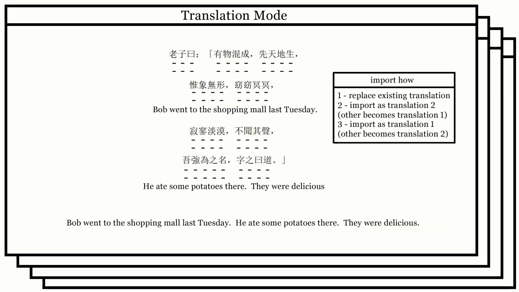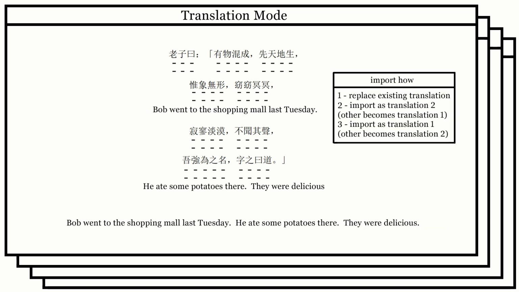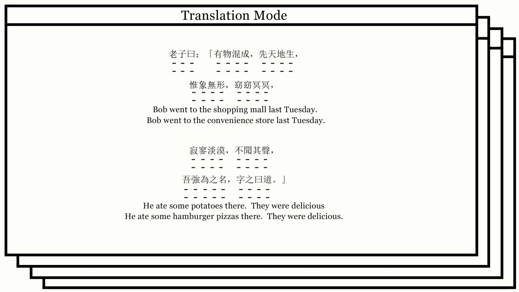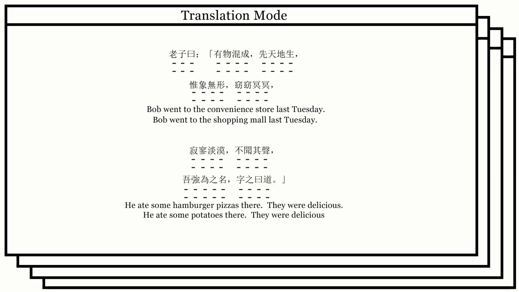And now, if I choose option 1, then my translation goes away and Bob's translation becomes the one translation now in translation mode. Or if I select option 2, then my translation becomes translation 1 and Bob's translation becomes translation 2. Or if I select option 3, then Bob's translation becomes translation 1 and my translation becomes translation 2. Suppose I select option 3. Now Bob's translation is translation 1 and my translation is translation 2.